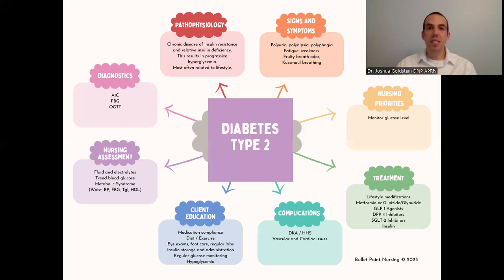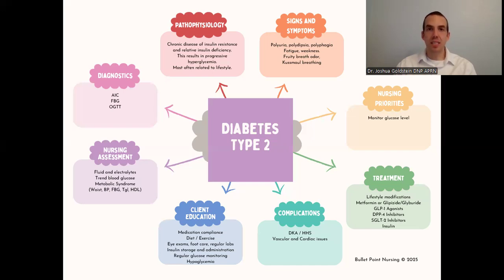Fatigue, patients tired all the time. This is for a bunch of reasons, but the primary reason is because the cells need that sugar. They need it and they're not getting it. So that causes fatigue. And if the cells don't have all the energy that they need, that's what causes the fatigue and weakness. Fruity breath odor and Kussmaul breathing, those are specific for DKA.